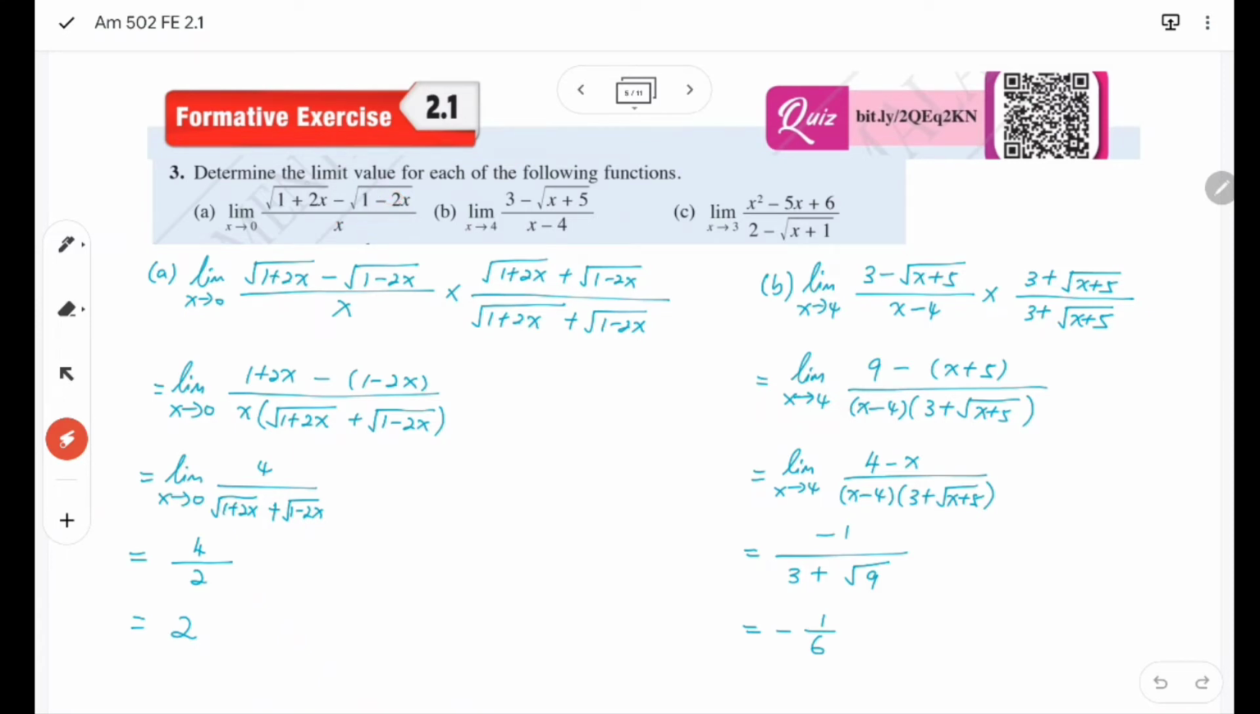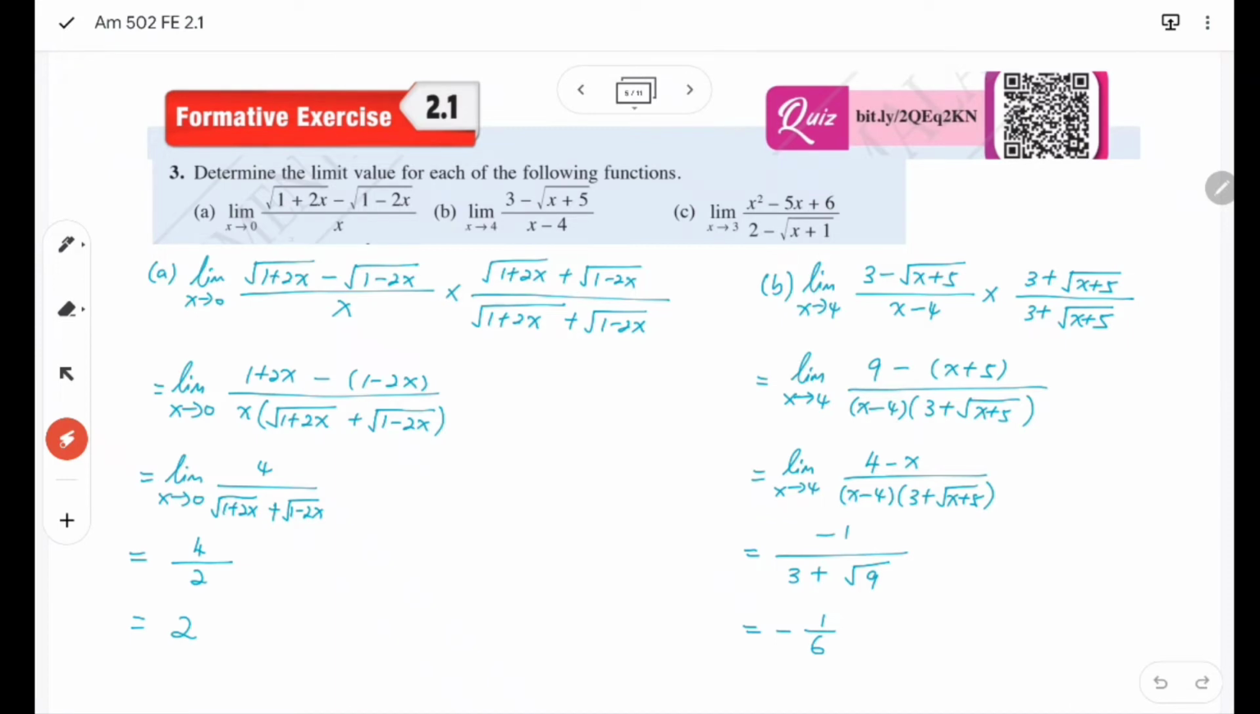So what we do here is, when we see irrational numbers, we try to rationalize them. The irrational numbers are on top, so we have to rationalize the numerator. What do we do? We always times the conjugate. We times exactly the same thing except the sign in between. So we times square root of 1 plus 2x plus square root of 1 minus 2x, up and down, so that we are actually times 1.